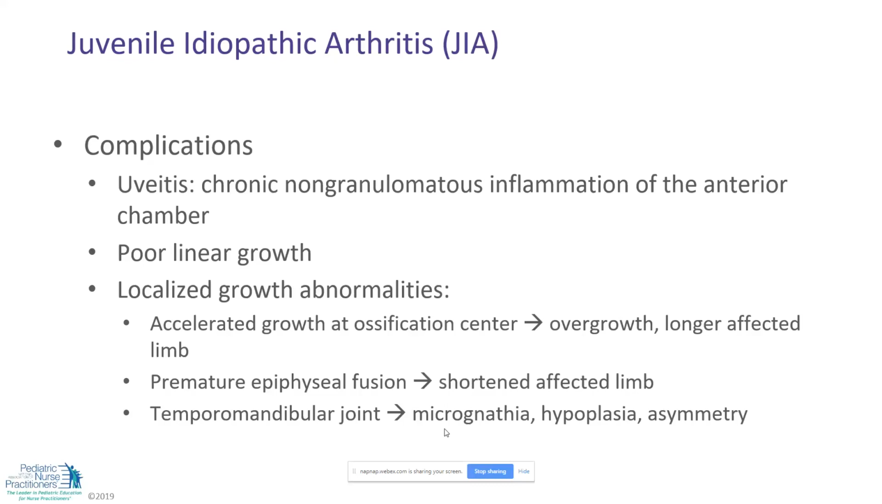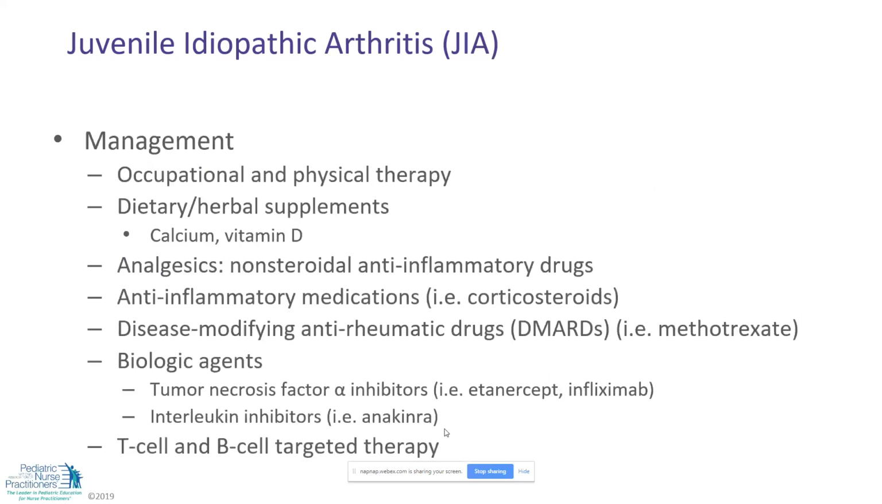These patients may have poor linear growth, and then also they could have some localized growth abnormalities. And so what happens is at the ossification center of bones, you'll get some accelerated growth, and that'll lead to overgrowth and longer limbs. To the contrary, you could also have premature fusion, which would lead to shortened limbs. And so you could see either of these. As we said, it's a very heterogeneous condition. Also, patients may experience arthritis at their temporomandibular joint, and so in those cases, you may appreciate micrognathia, hypoplasia, and also asymmetry.